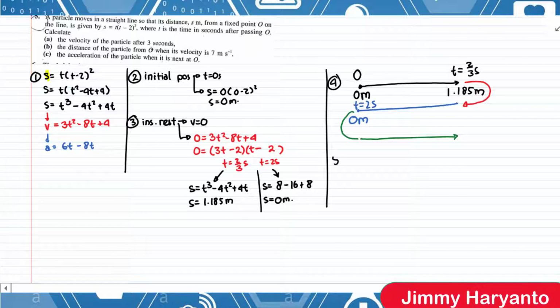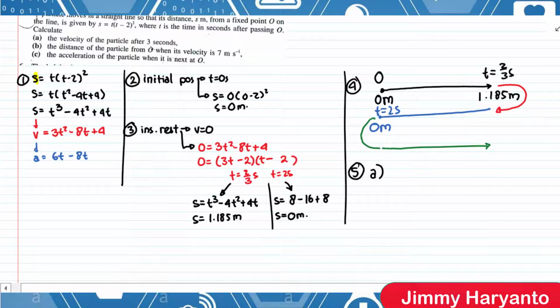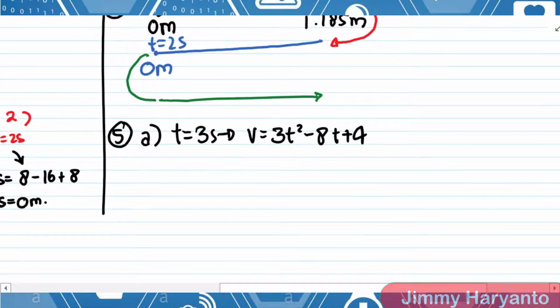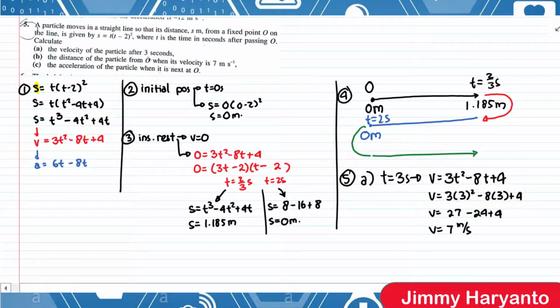Next is number 5. For number 5, we have to answer the questions. The question says the velocity of the particle after 3 seconds. The velocity when the time is 3 seconds. Okay, time equals 3 seconds. That means the velocity will be 3t squared minus 8t plus 4, yeah. Okay, let's calculate this. So v will be 3 times 3 squared minus 8 times 3 and then plus 4. So you have v equals 27 minus 24 plus 4. So the value of v will be 7 meters per second. 7 meters per second for the velocity.